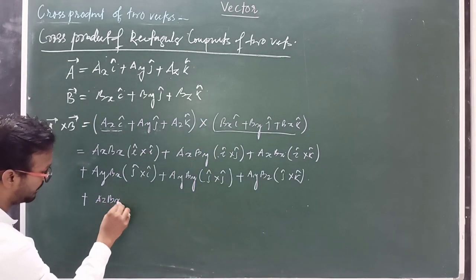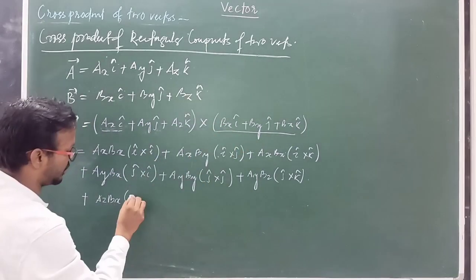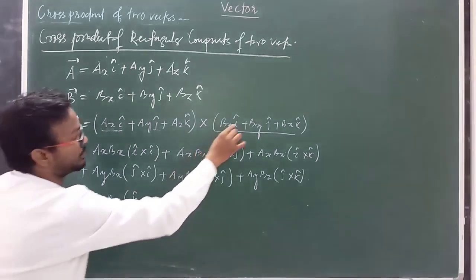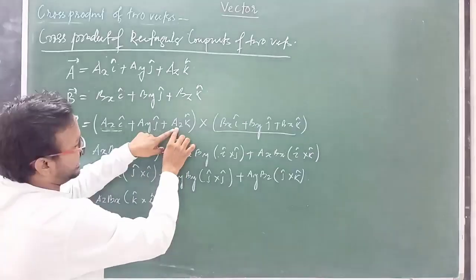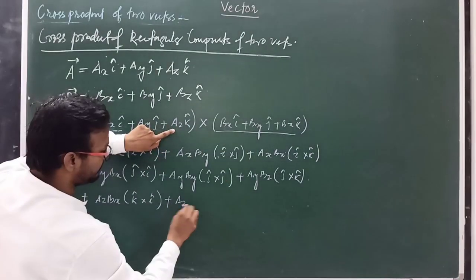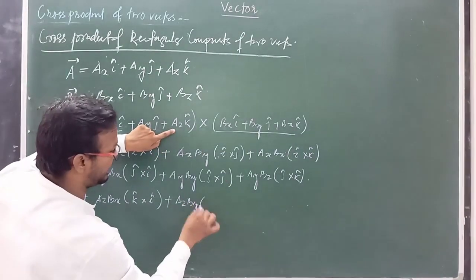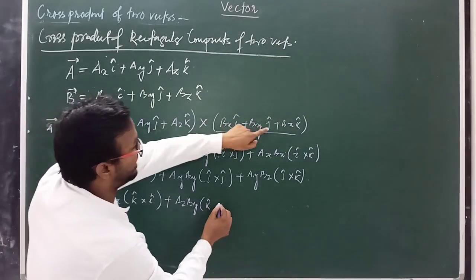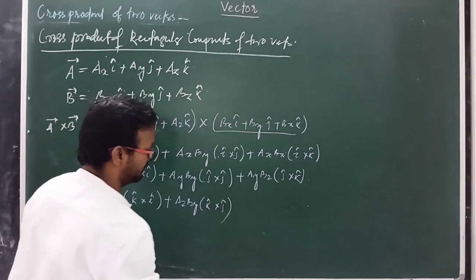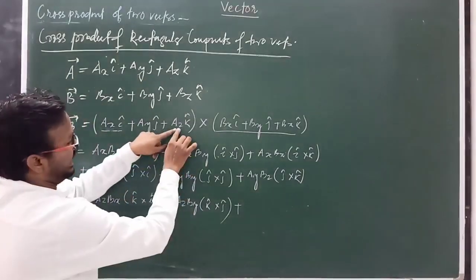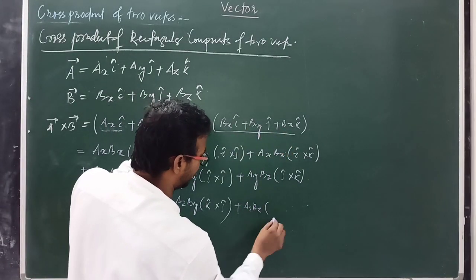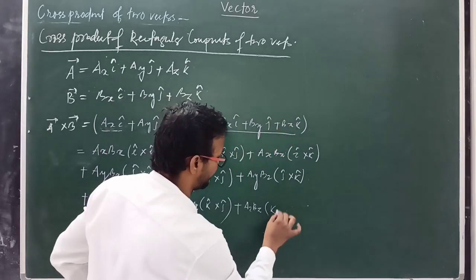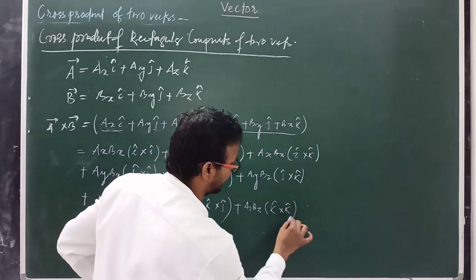az bx k cap cross i cap is here, so i cap, plus az by k cap cross j cap, and az bz k cap cross k cap.